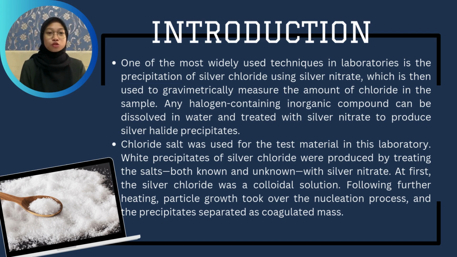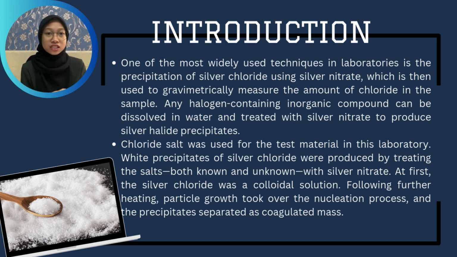So we are going to present experiment 1, which is a gravimetric method for determination of chloride in soluble salts. For the introduction, one of the most widely used techniques in the lab is the precipitation of silver chloride using silver nitrate, which is then used to gravimetrically measure the amount of chloride in the sample. Any halogen containing an organic compound can be dissolved in water and treated with silver nitrate to produce silver halide precipitate.